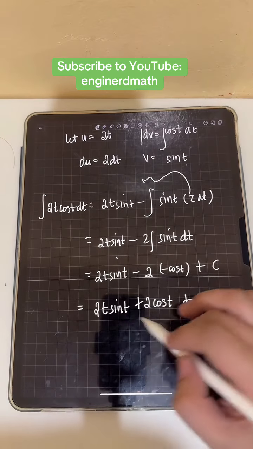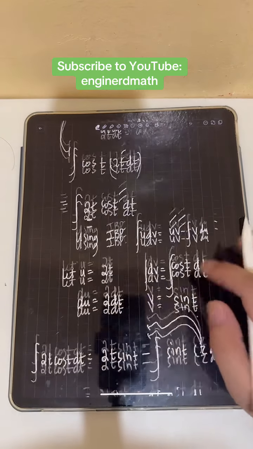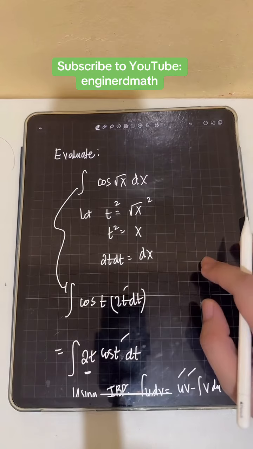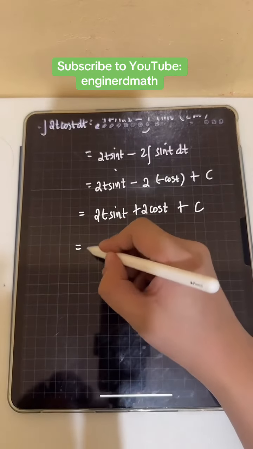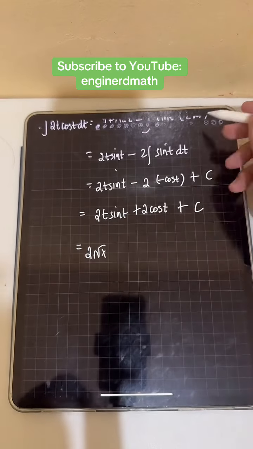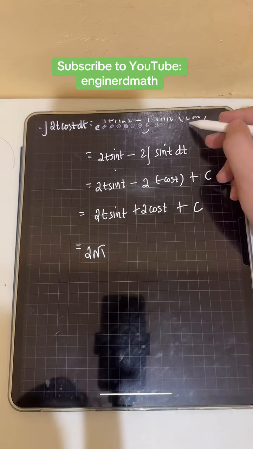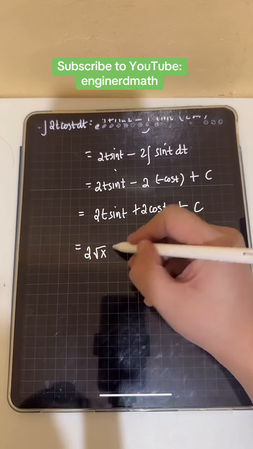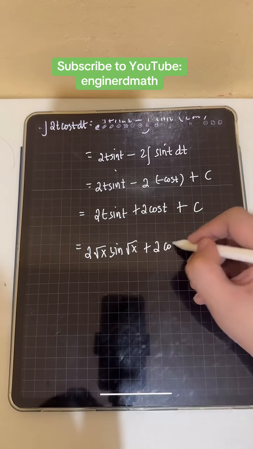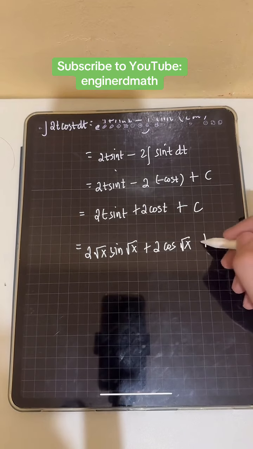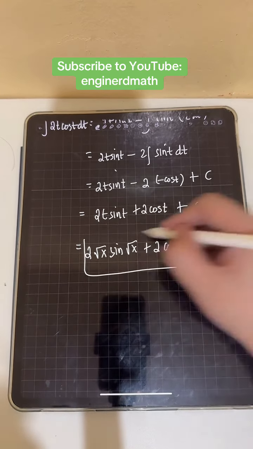Then the final step is to substitute back the t in terms of x, which is square root of x. So I have 2t, which is square root of x, times sine of square root of x, plus 2 cosine of square root of x, plus c. So this is the final answer.